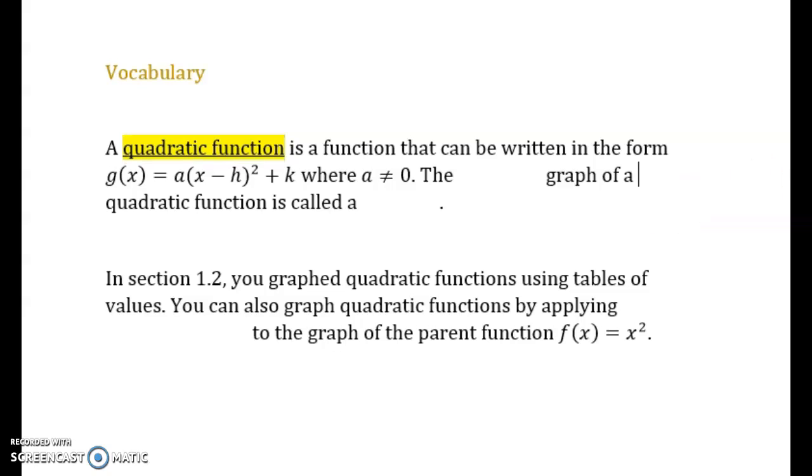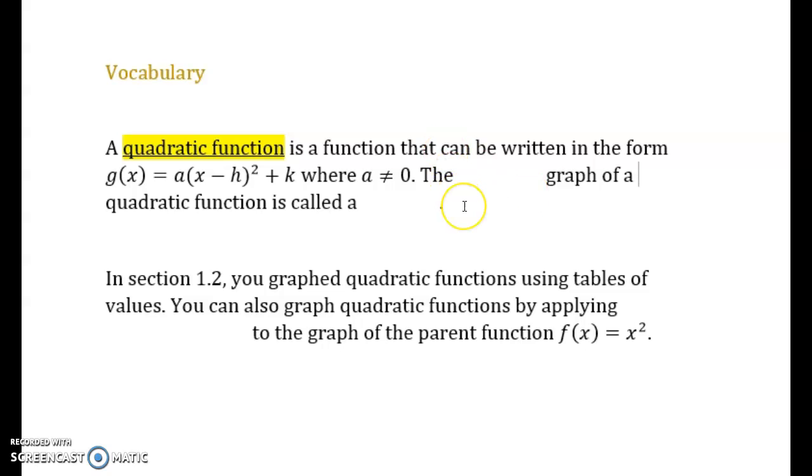So a quadratic function is a function that can be written in the form g of x equals a times (x minus h) squared plus k, where a cannot be 0. Why can't a be 0? Because anything times 0 would wipe that whole function out, okay?